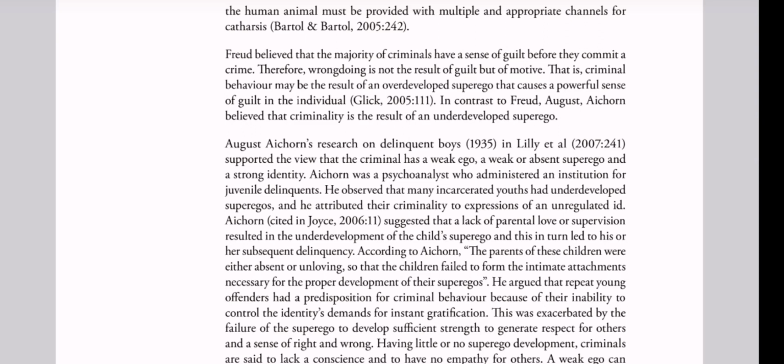Freud believed that the majority of criminals have a sense of guilt before they commit a crime. Therefore, wrongdoing is not the result of guilt but of motive. That is, criminal behavior may be the result of an overdeveloped superego that causes a powerful sense of guilt in the individual. In contrast to Freud, August Aichhorn believed that criminality is the result of an underdeveloped superego.